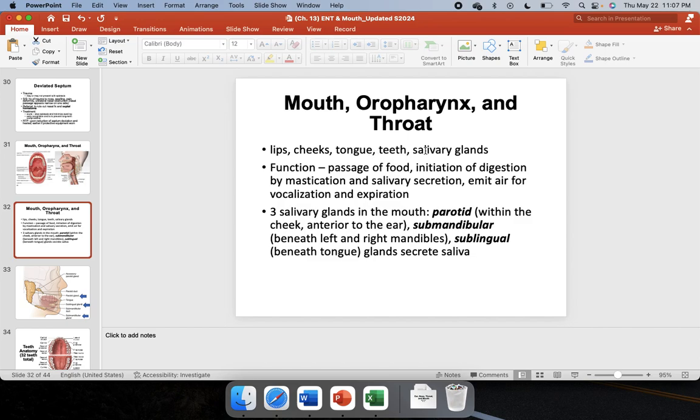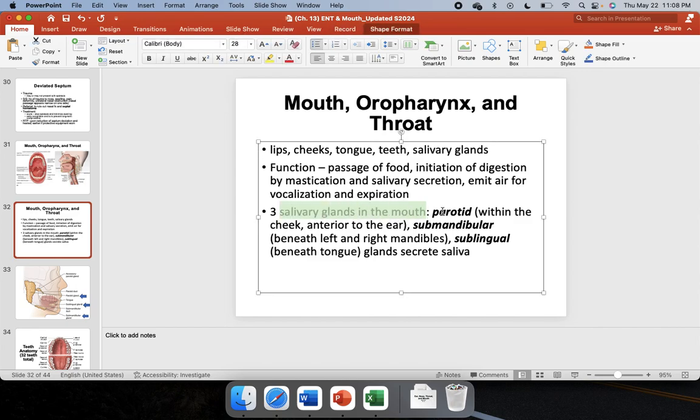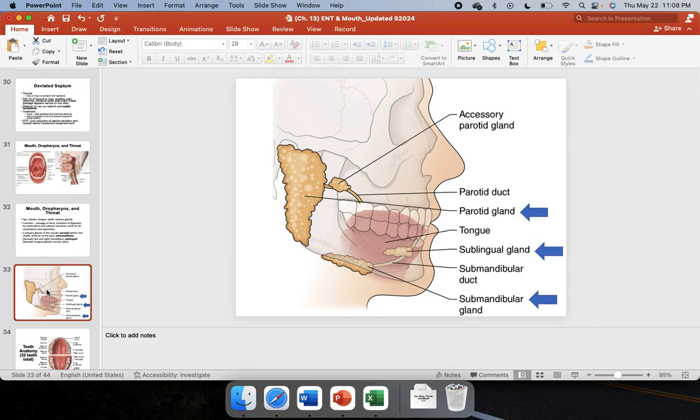Lips, cheeks, tongue, teeth, we have some glands. Function: pass food, we chew, we secrete saliva, we talk, right? We breathe. And then we have the three salivary glands of the mouth: the parotid, the submandibular, and the sublingual. The parotid is within the cheek, anterior to the ear, submandibular below the mandible, and sublingual beneath the tongue. And all of these contribute to secreting saliva.